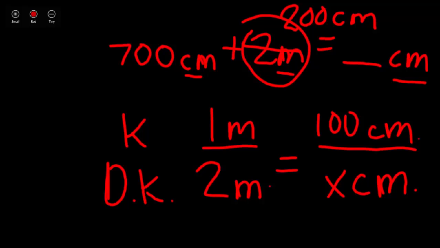Now, since every number in our number sentence is the same unit, it's a simple addition problem. 700 centimeters plus 200 more centimeters equals 900 centimeters.